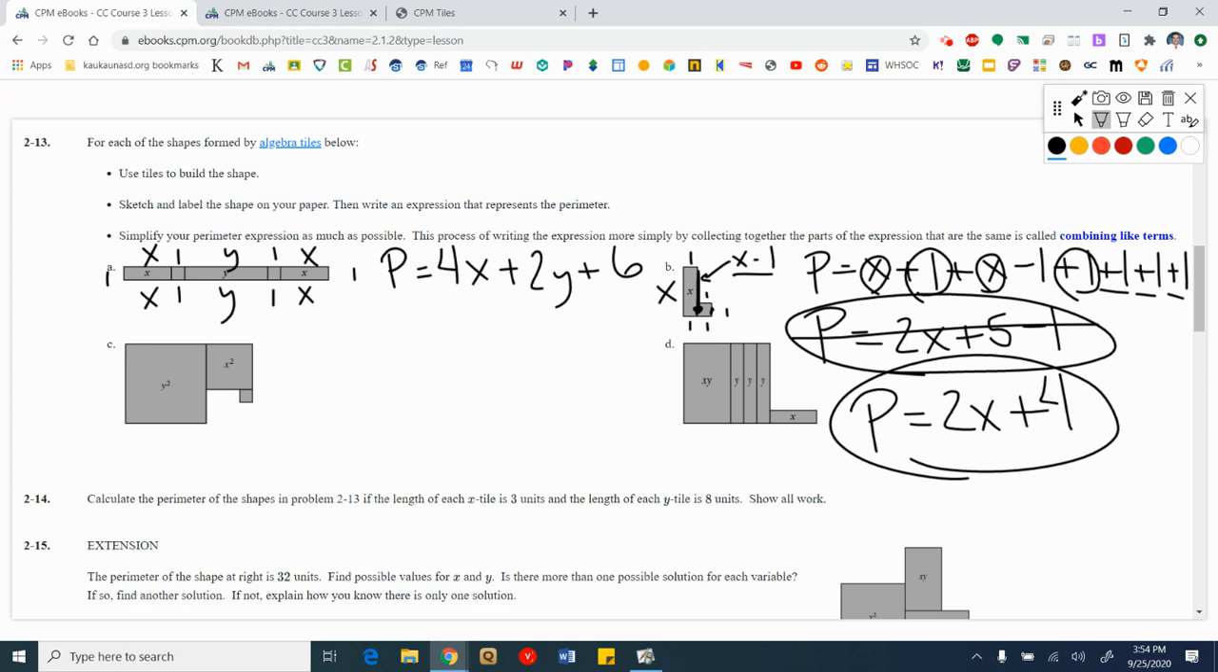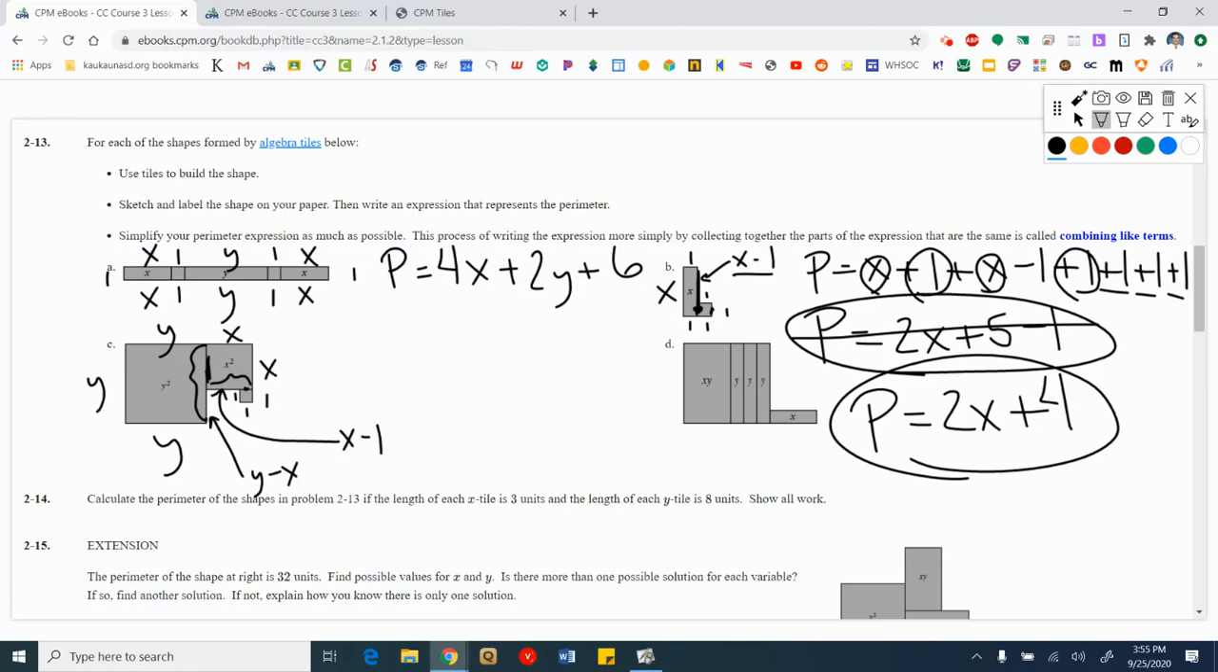And lastly, let's take a look at C here. Again, I'm labeling the sides. In here, this whole side length is y. We need to take away the x. So here we have y minus x. And then this side here is x, but we want to take away the 1. So that's going to be an x minus 1.